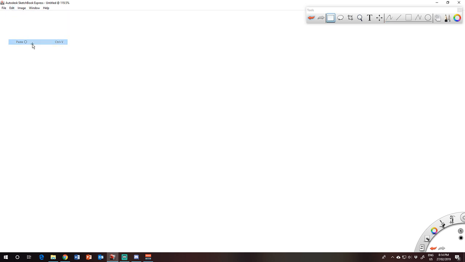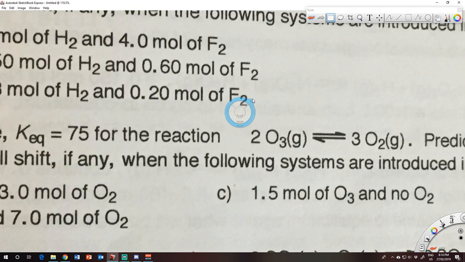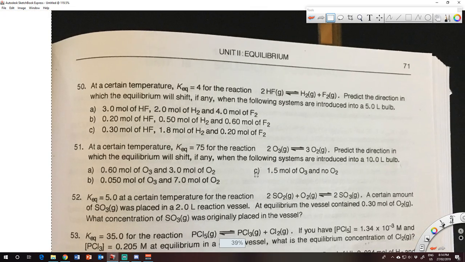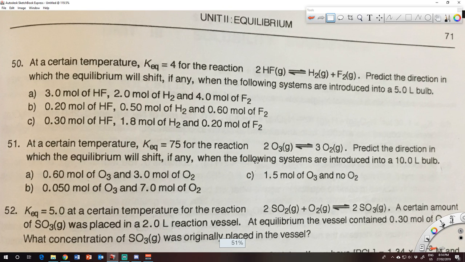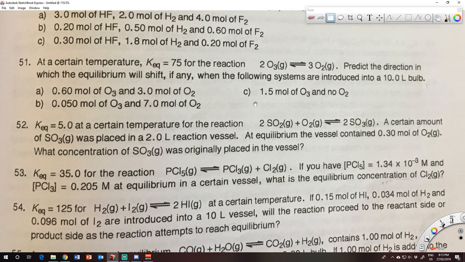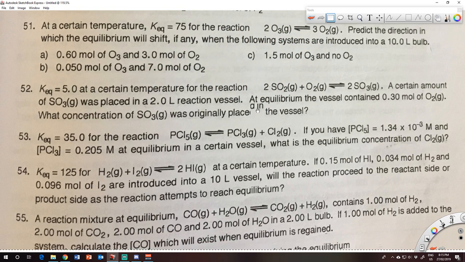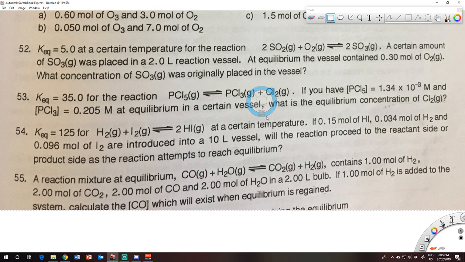Let's grab, oops, totally did not mean to do that. Let's grab another one. Oh wait, same. There we go. All right, scale this up. Let's do, whoops. 51 asks: at a certain temperature KEQ is equal to the following. Predict the direction in which the equilibrium will shift, if any, when the following systems are introduced in a 200-liter bulb. Question 51 is the same as question 50.